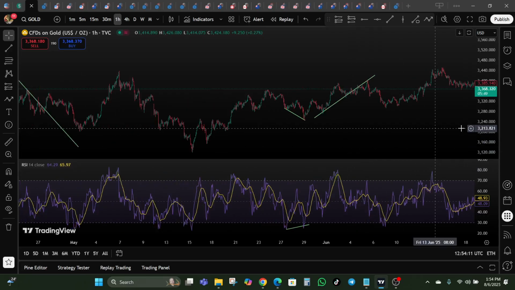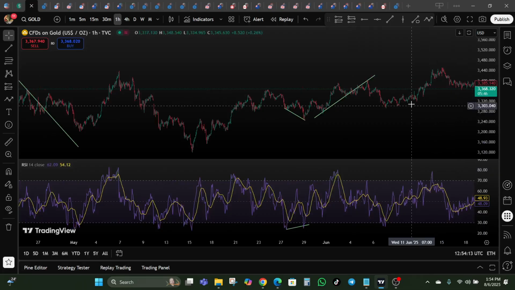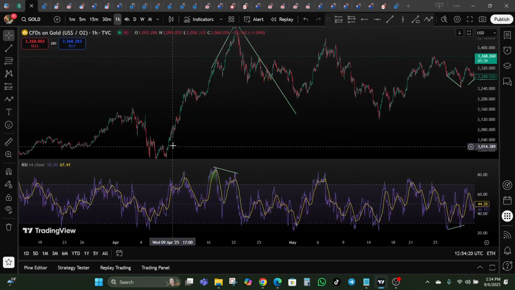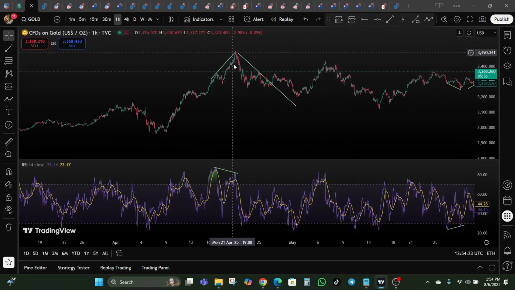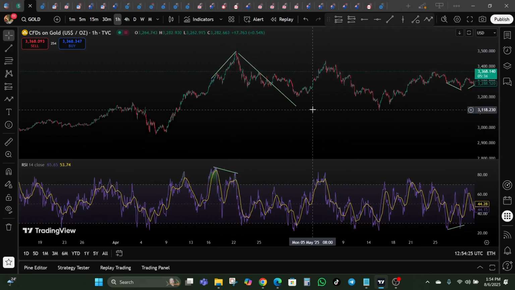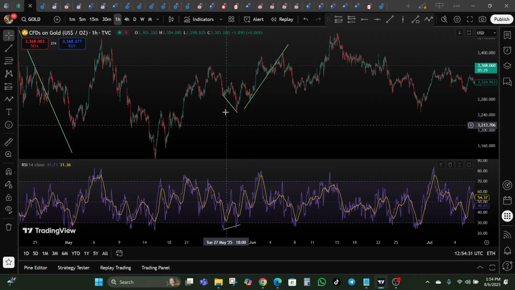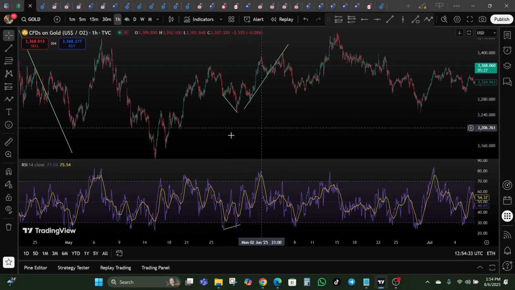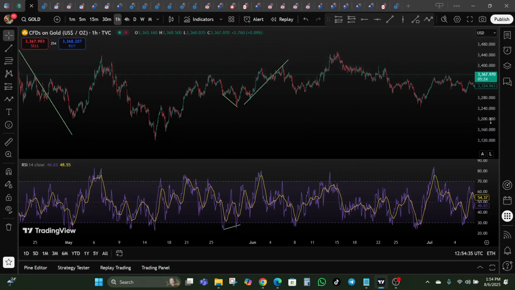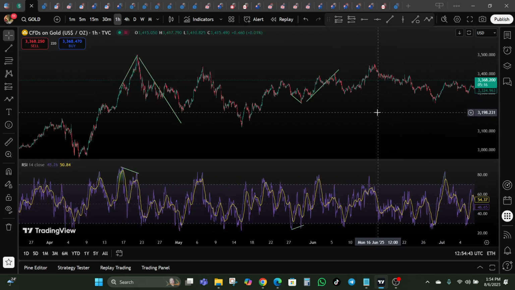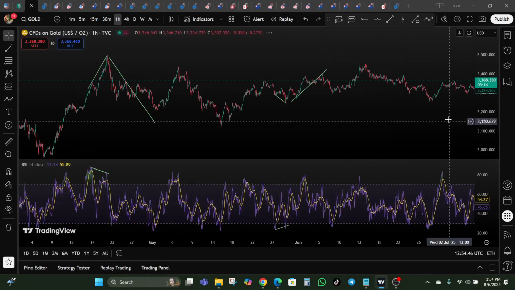Now let's briefly talk about hidden divergence. Remember I said regular divergence is for trend reversals. Here we were having a bullish trend, but after we got this bearish regular divergence, we had a reversal to the downside. Here we were having a bearish trend, but after we had this bullish regular divergence, we had a reversal to the upside. But hidden divergence is used for trend continuations.